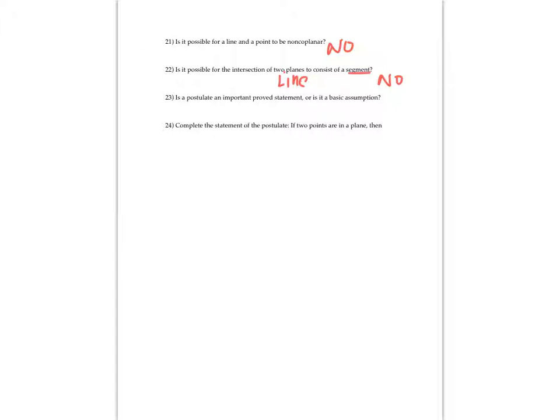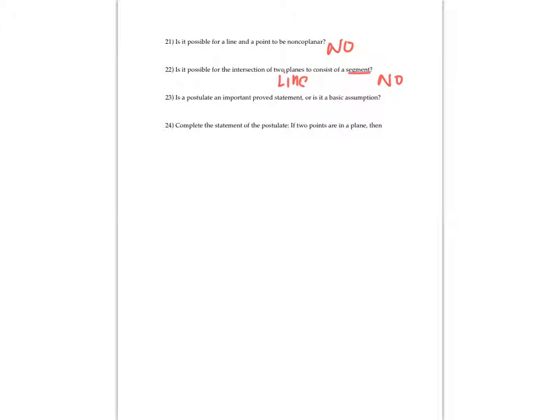Now remember, it's tricky because in pictures, we can't draw something that's infinite, so in pictures it's going to appear as a line segment, but you've got to use your imagination and picture those planes going on forever so that the intersection goes on forever and becomes a line.